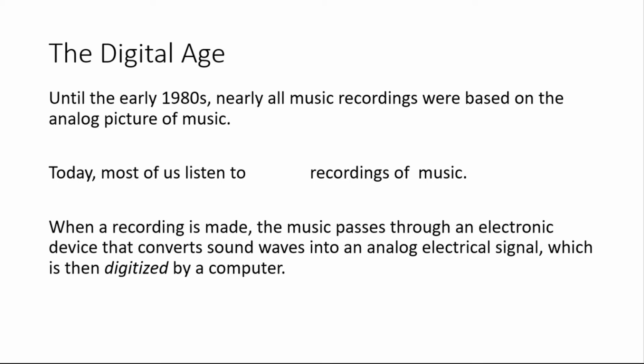The digital age. Until the early 1980s, nearly all music recordings were based on the analog picture of music. Today, most of us listen to digital recordings of music. When a recording is made, the music passes through an electronic device that converts sound waves into an analog electrical signal, which is then digitized by a computer.